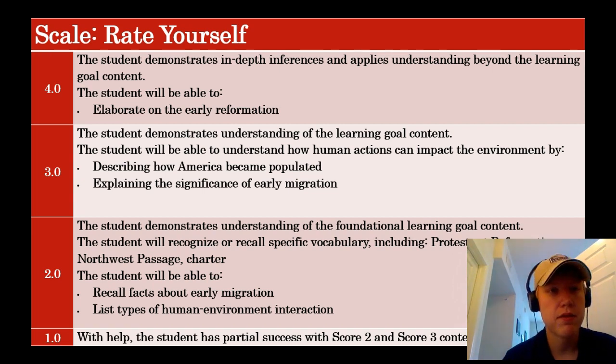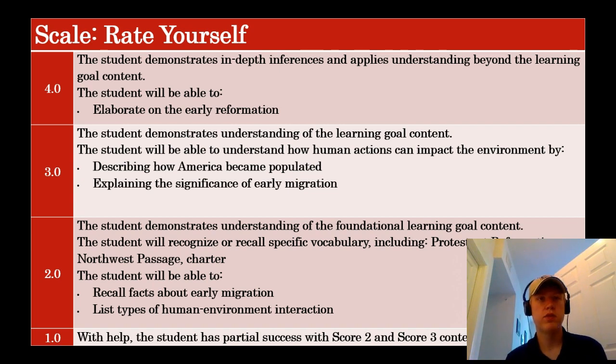Level 3. The student demonstrates understanding of the learning goal content. So that means that you understand exactly what the learning goal wants you to. And in order to do that, the student will be able to understand how human actions can impact the environment by describing how America became populated, and explaining the significance of early migration. So why is it important that the Europeans came over here? And you need to understand by what process did America become populated. So in order to be at that level 3, you got to be able to answer stuff about level 3, and you got to be able to know those level 2 questions as well.